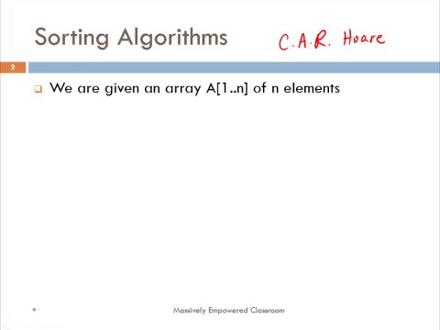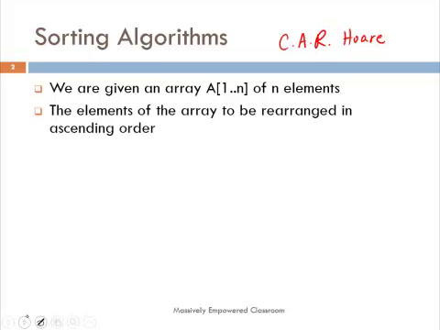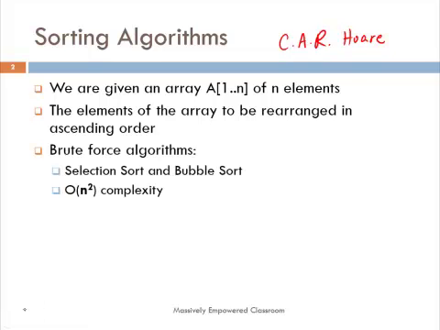So just to review, we are quite familiar with the sorting problem by now. We are given an array of n elements and the objective is to rearrange the elements of the array in ascending order. And we have seen the brute force search algorithms such as selection sort and bubble sort, which gave us O(n squared) complexity. We have also seen a more efficient divide and conquer algorithm, namely merge sort, which gives us n log n complexity.